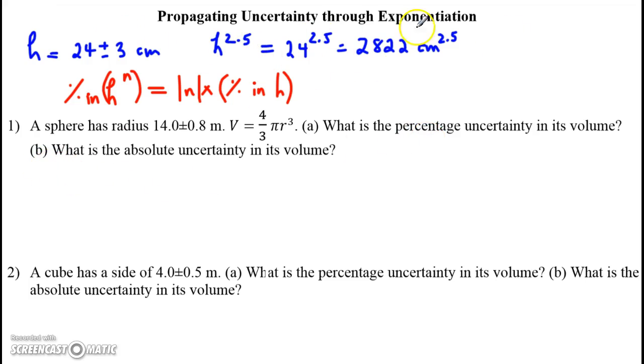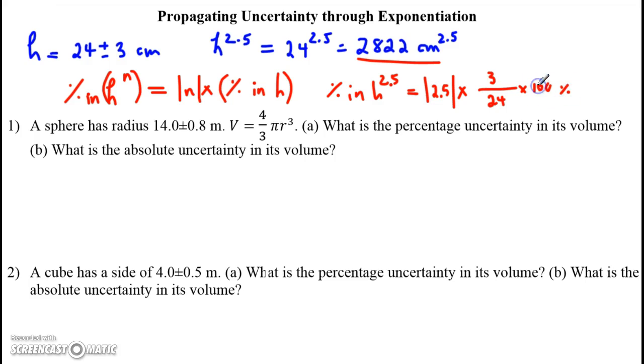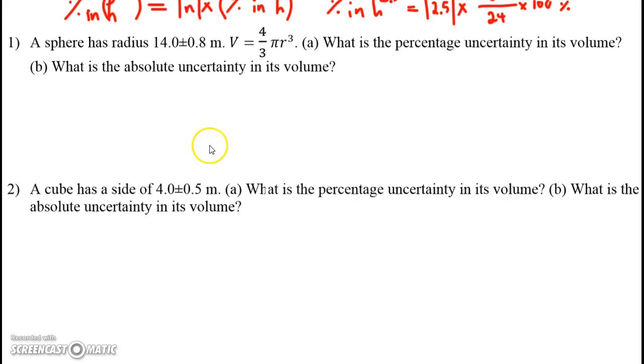So, for example, in this top example in blue, the percentage uncertainty in that value, which we'll call h to the 2.5, is going to be equal to 2.5. It's already positive, but we'll put the absolute value anyway, times the percentage uncertainty in height, which is 3 over 24 times 100%. That's our rule.